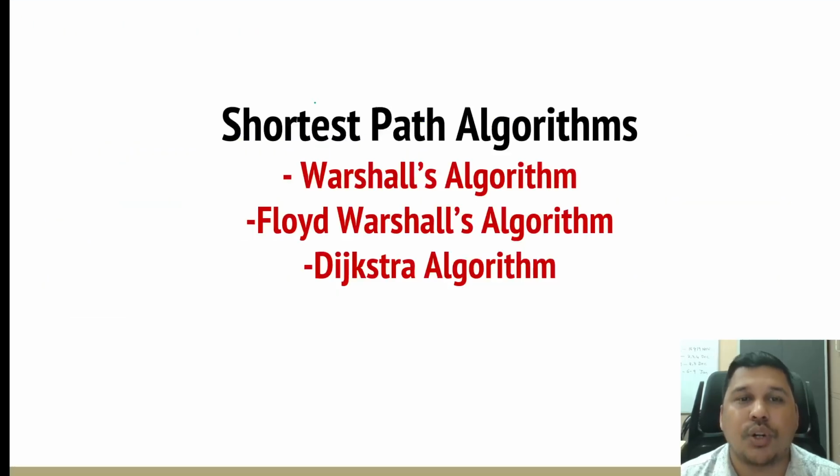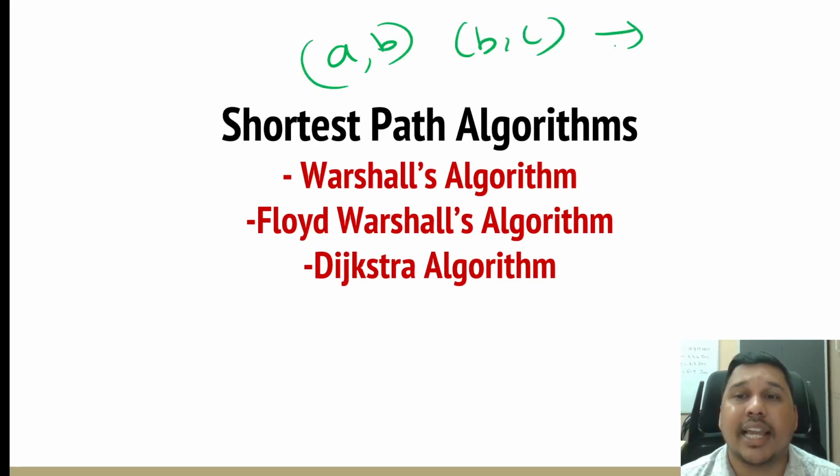If you know transitive relation in set theory of discrete mathematics, you might have studied it. If I have a set A, B, there is a path, and then B, C also there is a path, then I can say A, C there is a path. Transitive relation: A to B, B to C, therefore A to C, right?